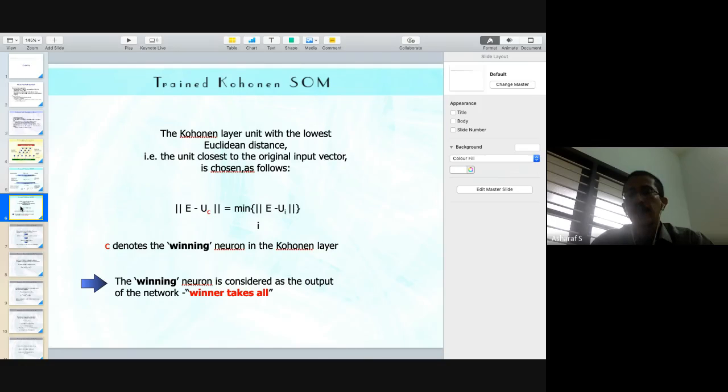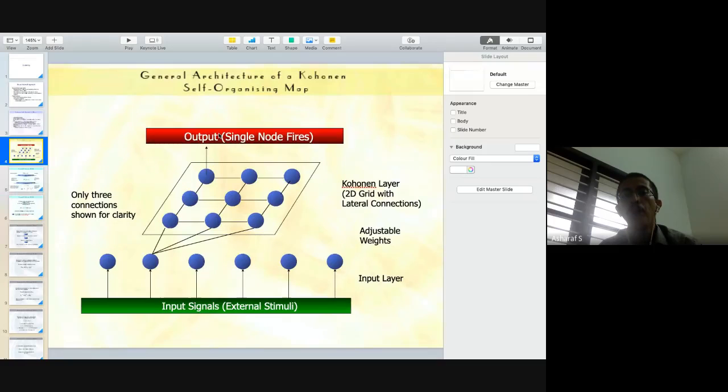We label that as the winning neuron. So the output of this particular 2D layer will fire only one neuron, the one with the lowest value for this Euclidean distance. Input is presented, and each of these neurons computes the Euclidean distance between the presented input and the weight vector corresponding to that neuron. Likewise, you get a Euclidean distance for each of these neurons.